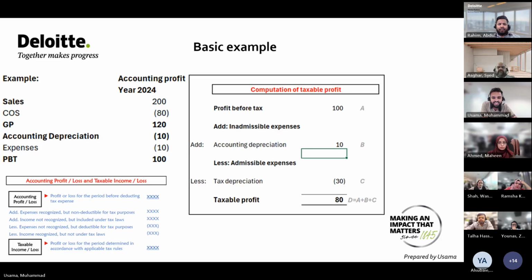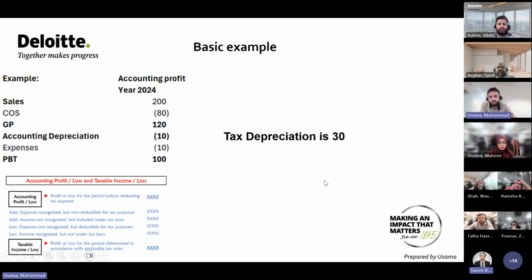From where did you compute 30? Yeah, it was just my assumption. The tax depreciation is computed by the tax laws. Tax laws say that the depreciation should be computed by their standards. So I am assuming that the tax authority says that you should compute tax depreciation on 30, not on 10. Therefore, we need to revise our computation.